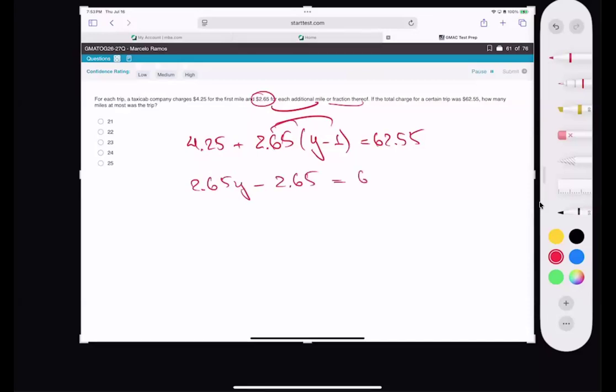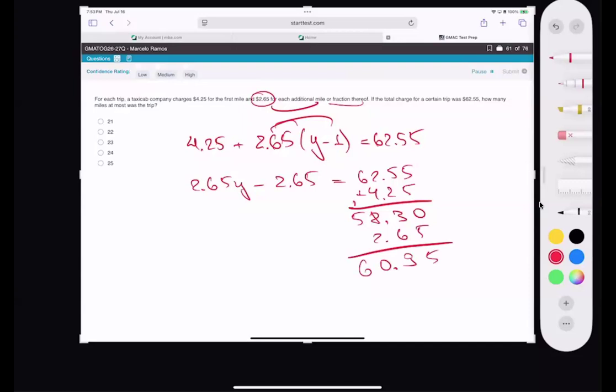I distribute here, 2.65y minus 2.65 is equal, I will pass to the other side, 62.55 minus 4.25, which is 58.30. Is that right? For the first mile, 4.25, the additional mile, I will add 2.65. That gives 6.90.